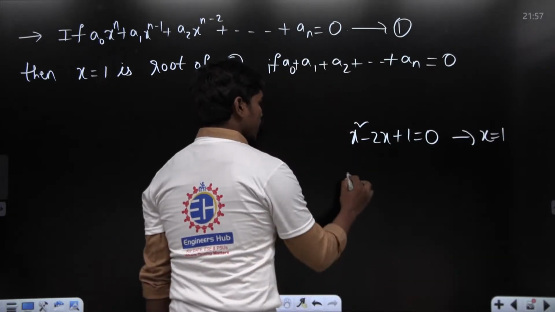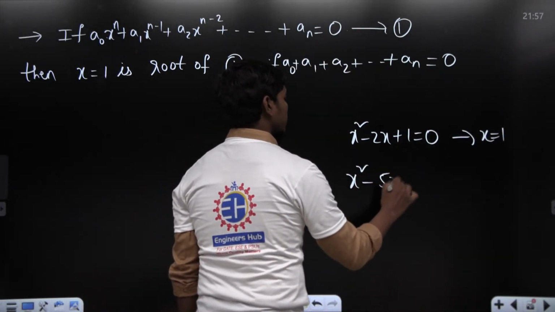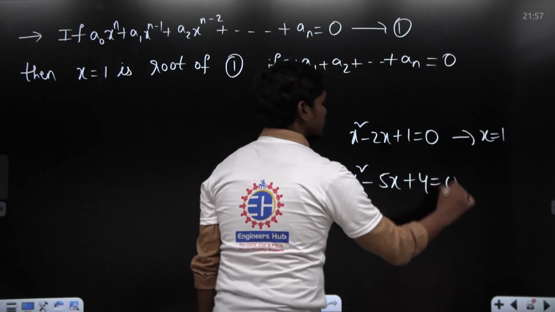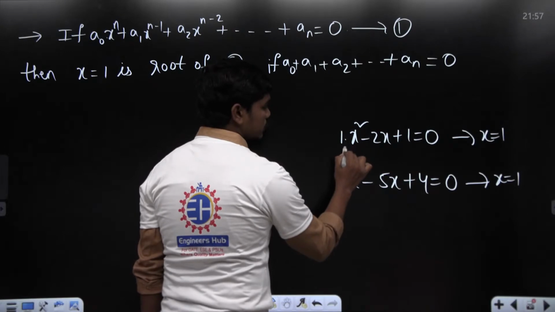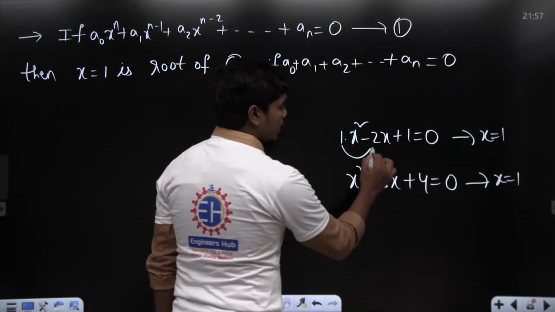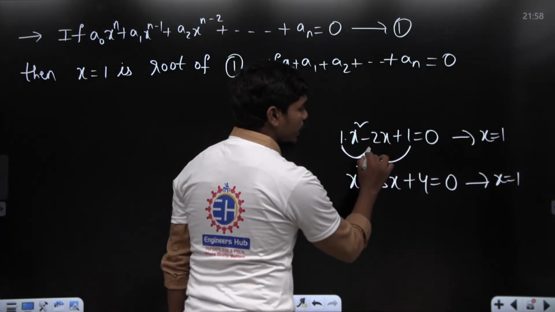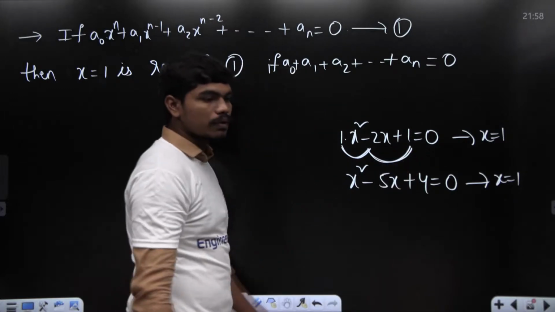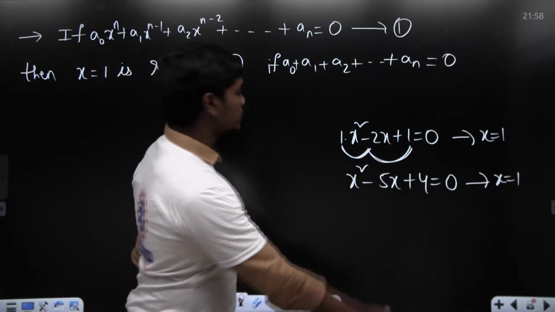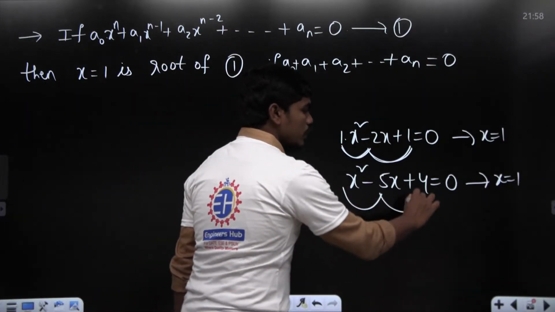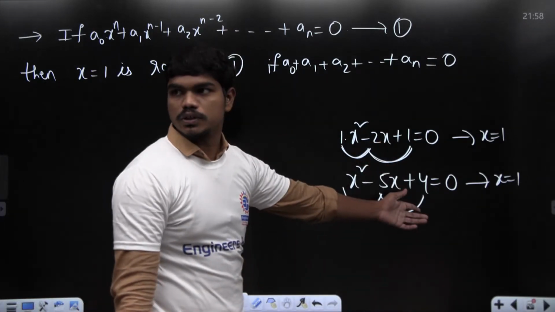Similarly, x square minus 5x plus 4 is equal to 0. Definitely x equal to 1 will be one solution of this equation. So whenever your sum of the coefficients, 1 minus 2 plus 1, and 1 minus 5 plus 4, is 0, so x is equal to 1 will be definitely one root of this equation.